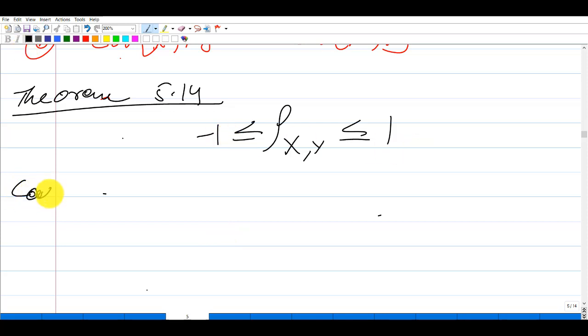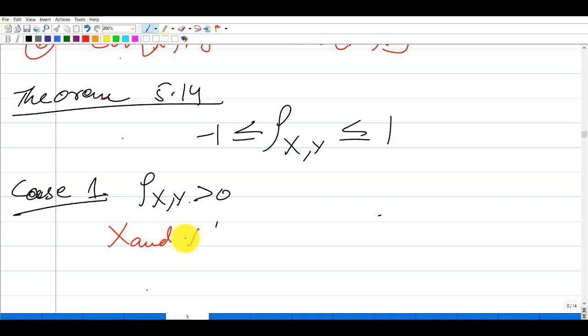So we can also infer from here how these behave. Case 1: we say that rho of xy is greater than 0. It simply means that x and y are positively correlated.